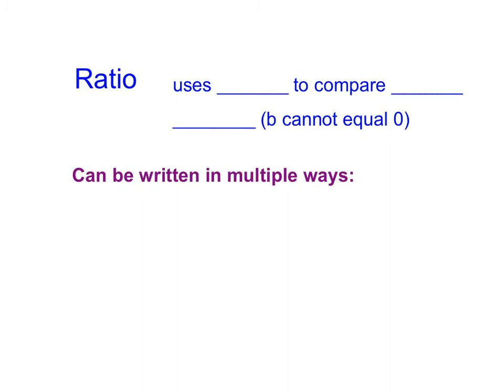A ratio uses division to compare two quantities. And I'm going to explain that last little part in parentheses in a second. But it uses division to compare two quantities. Now, there are three main ways that this can be written. First, oftentimes I'll say a ratio is A over B. So you can see that this looks directly like a fraction, which it pretty much is.